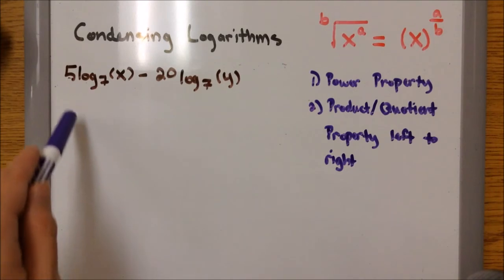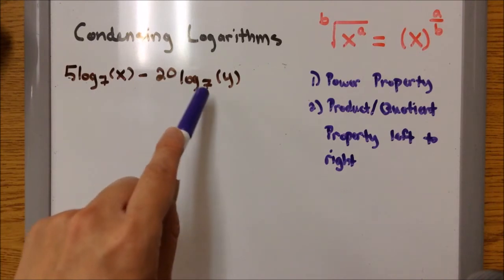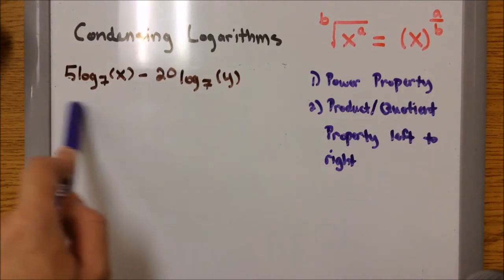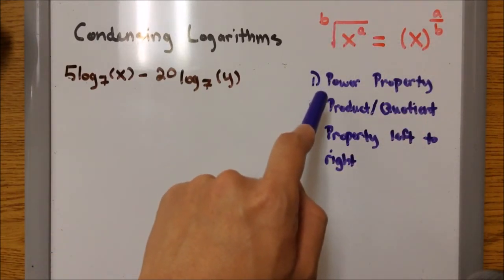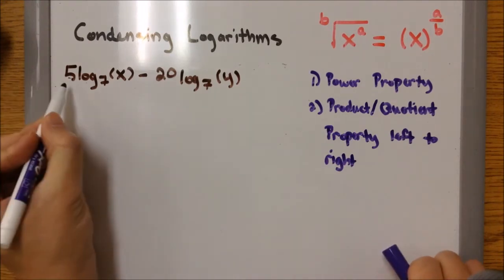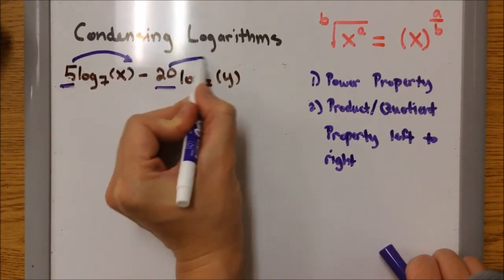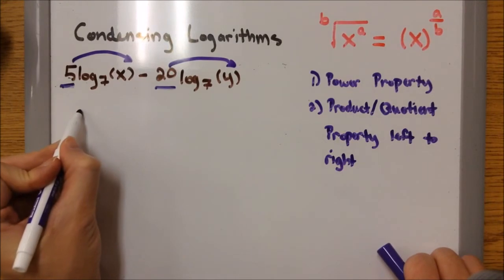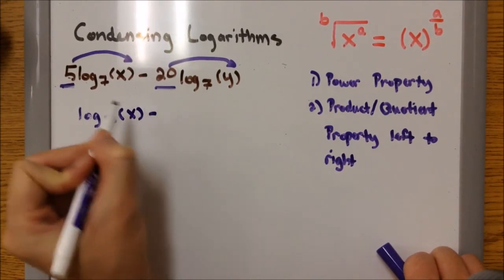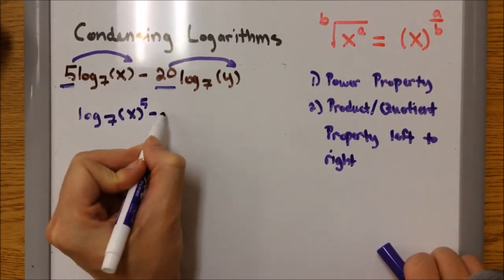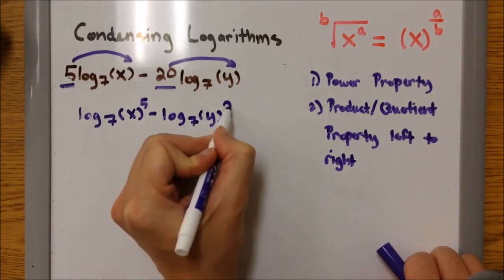Alright, so in example 3, we have 5 log base 7 of x minus 20 log base 7 of y. Alright, we don't have any fractions, so we don't have to worry about this part. So we can go straight into it. Power property. We do have 5 in front of log, and we do have 20, so we're going to move it as exponents. So I'm going to rewrite it as log base 7 of x to the 5th power minus log base 7 of y to the 20th power.